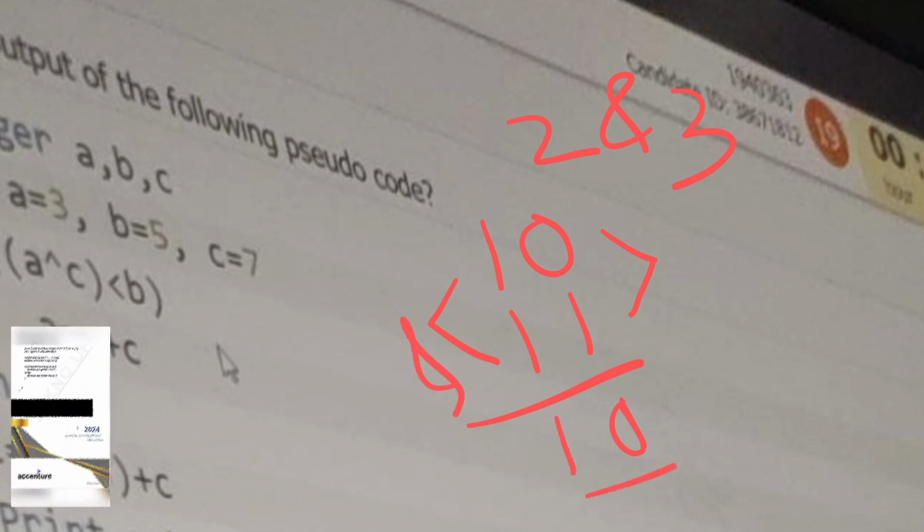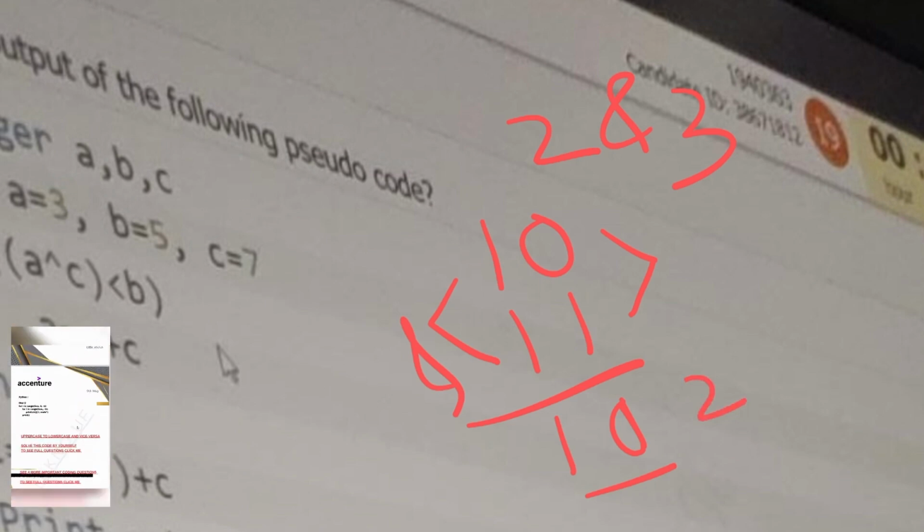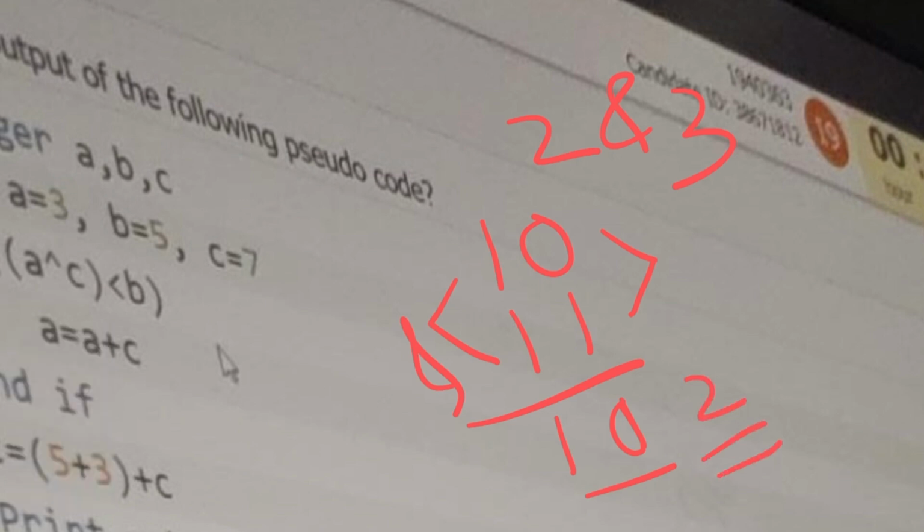So this is the binary representation of 2. In the case of 2 AND 3, the output will be 2. I hope you understood.